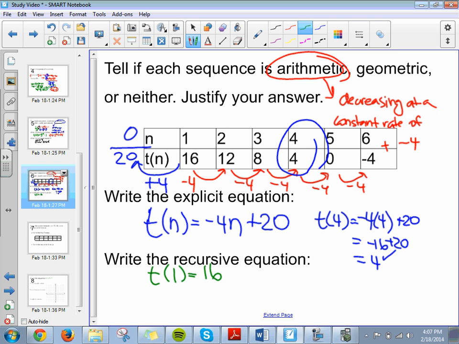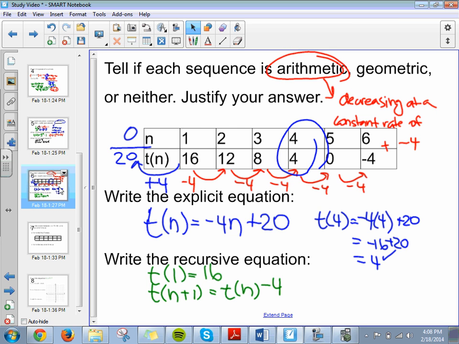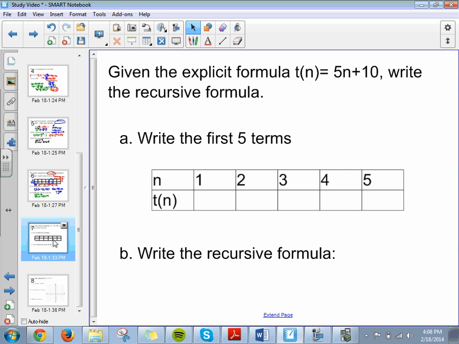Lastly, we'll want the recursive, which again, we need to know the first term, which is 16, and then a rule which will help us figure out the next term in the sequence. Well, we're going to have to take the one that comes before it, or t of n, and then subtract 4.